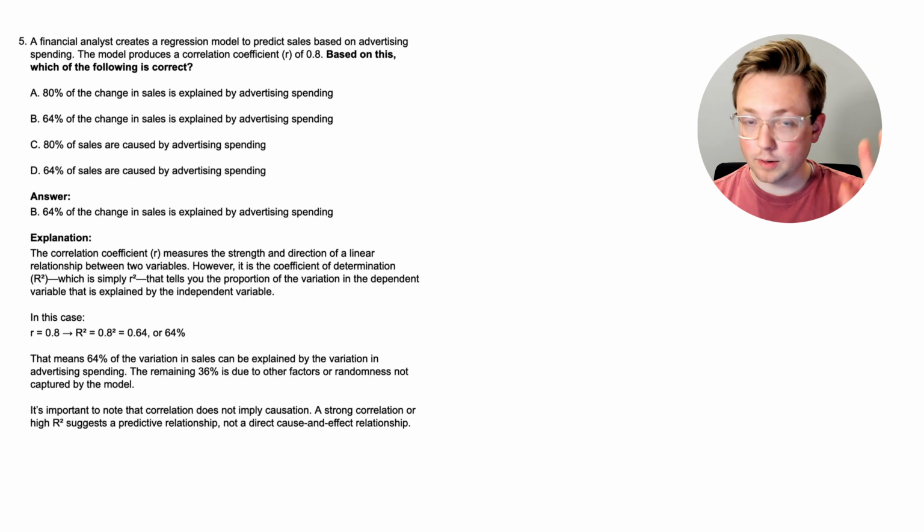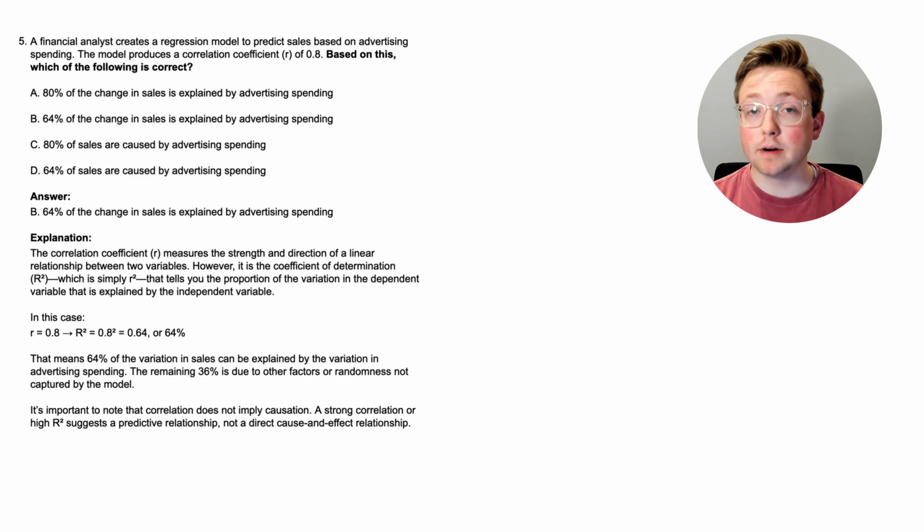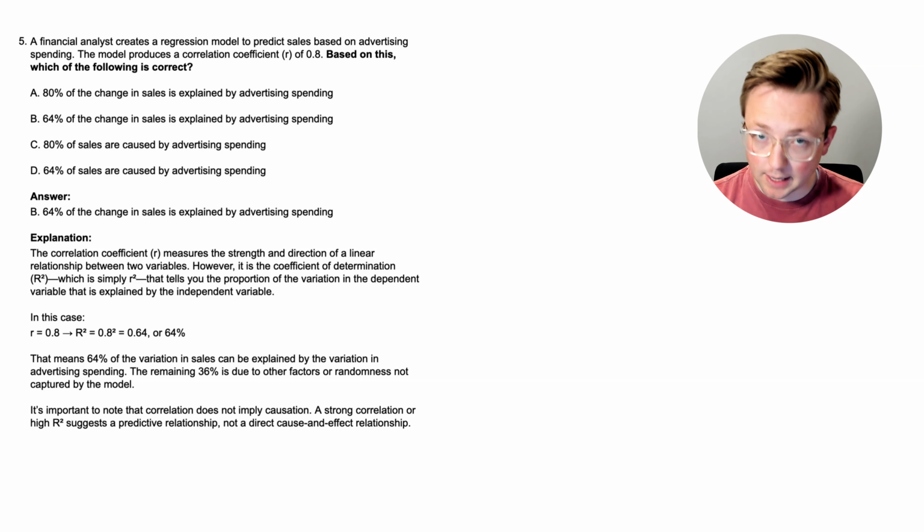But anyway, again, what I'm trying to teach here is the 64%. R squared, which is 0.8 squared, equals 0.64, and that's 64%. That again means that 64% of the sales, which is Y, can be explained by the variation in advertising spending, which is X in this situation. Now, I hope that makes a little bit of sense.